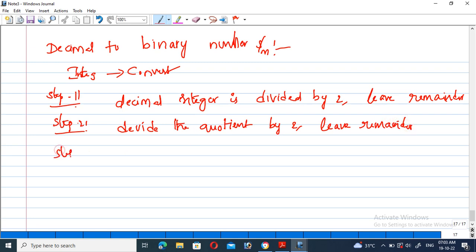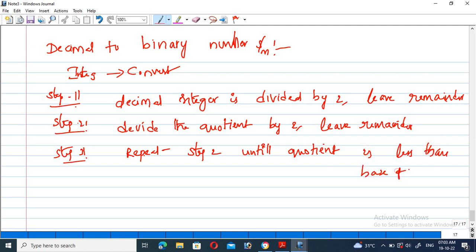Third, repeat step 2 until the quotient is less than the base of the number system. Here it is binary, so until it is less than 2. That is the process, and collecting the remainders from bottom to top gives the equivalent binary number.